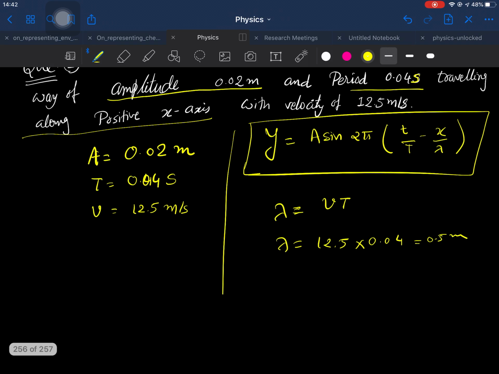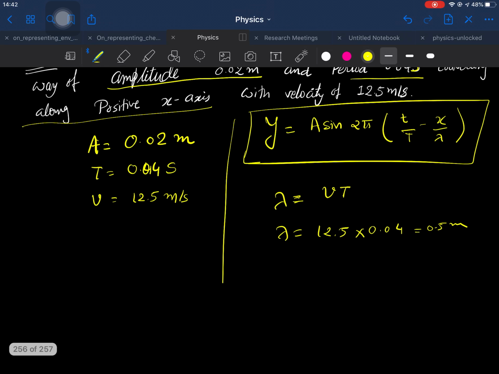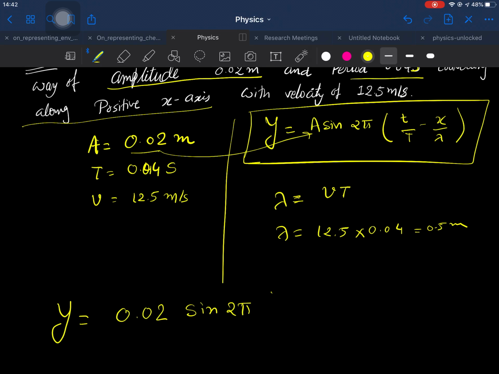Now if I just continue this, so I have amplitude is given, so I have this value here in front of me. Now time t is given, or no, we have to write in terms of the generalized form, remember this. So you have all the information given now, so y is equal to a 0.02, sine 2 pi in bracket. Now at some time t, when time period is 0.04 second, at some displacement x, and when wavelength is 0.5 meter. So that's how you write actually.